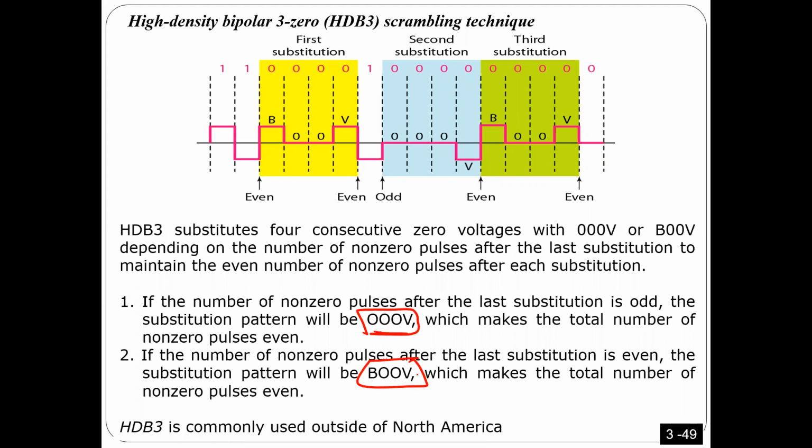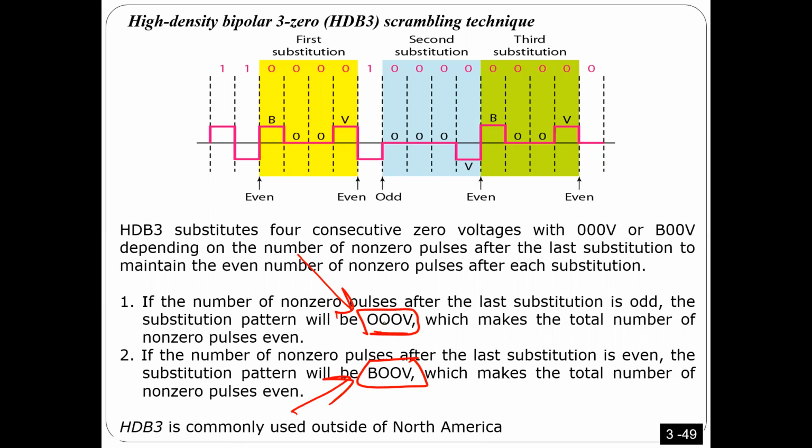Every 4 bits. This one works for 4 bits, not 8 bits. Every time there are four zeros, I'm going to use either this pattern or this pattern. V always means a violation, so V is going to be similar to the last non-zero, and B is going to be the opposite of the last non-zero. But the question is, when do I have to use this one and when do I have to use this one?